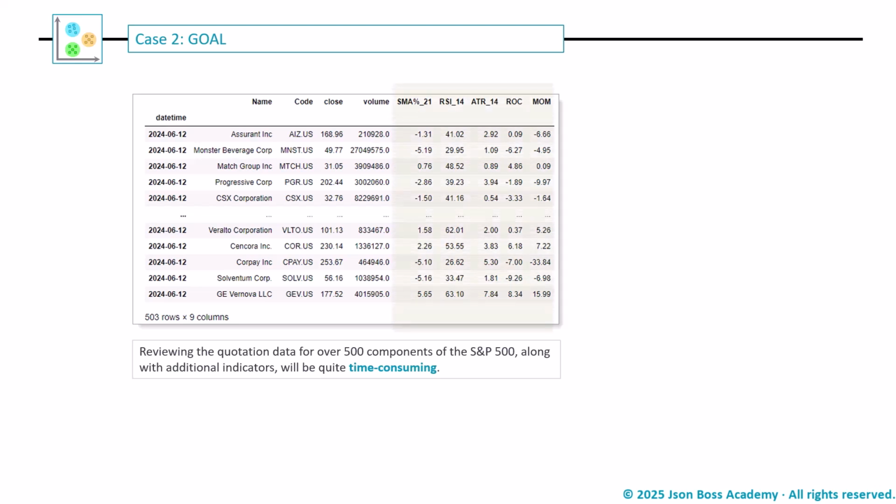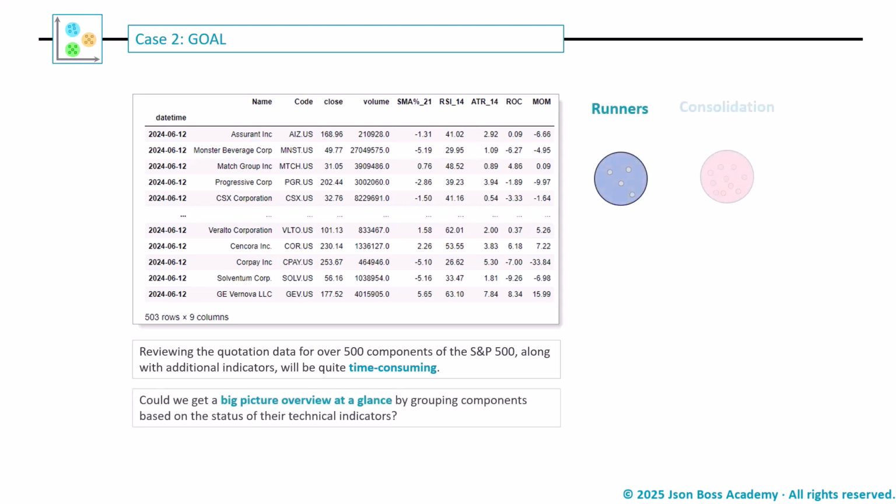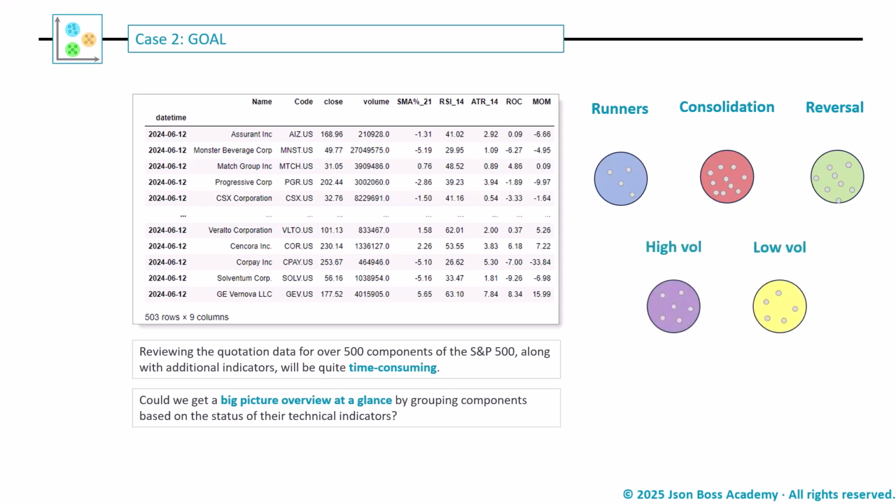Depending on the situation of the selected technical indicators, we want to group the companies. In the image, we've thought about forming 6 clusters, and we've assigned a descriptive name to each one: runners, consolidation, reversal, high volatility, low volatility, and cross.